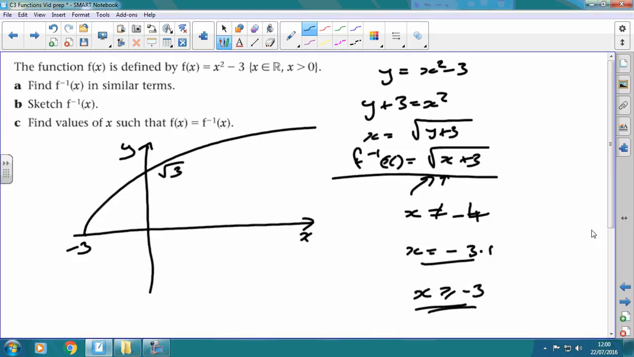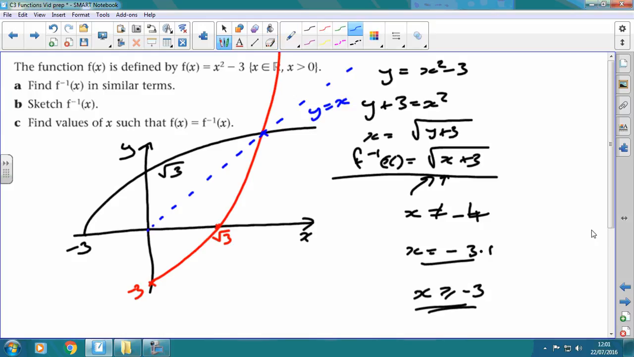And that's the sketch. Then find the value of x such that f of x equals f to the minus 1 of x. So if we were to sketch the inverse function, again, that goes through at -3 and square root of 3, and it looks like that there. And of course, where they cross, as demonstrated on the last page, is when they go through the line y equals x. So all we're going to do is set either this equal to x, or set this equal to x. Now, I don't particularly like square roots, so I'm going to go with setting the original one equal to x.